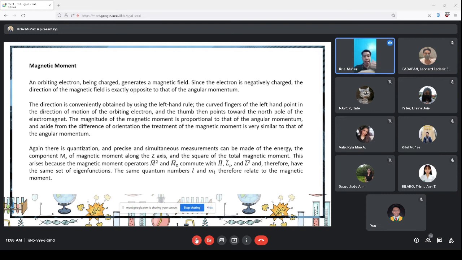So laging ganun ha, kasi negative charge ang electron natin. So lagi siyang nakabaliktad. So pwede mong tingnan na lang yung angular momentum, and then obviously nasa kabila nun, nasa opposite side nun ang direction ng magnetic moment. Or pwede mong tingnan yung magnetic moment. Ang ginagamit naman natin is left-hand rule. So kapag counterclockwise yung ikot ng ating particle ng electron, nakababa yung ating magnetic moment.